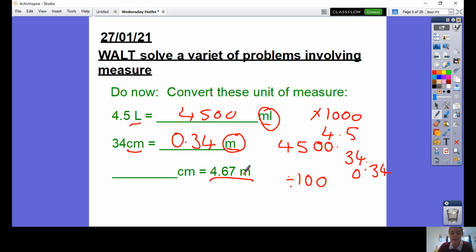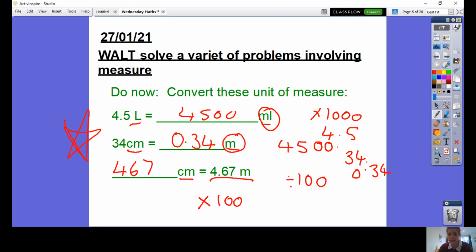Now I've got 4.67 metres, and I'm converting it to centimetres. I know there's 100 centimetres in a metre, and I'm going to the smaller unit of measurement, so I times. 467 centimetres.